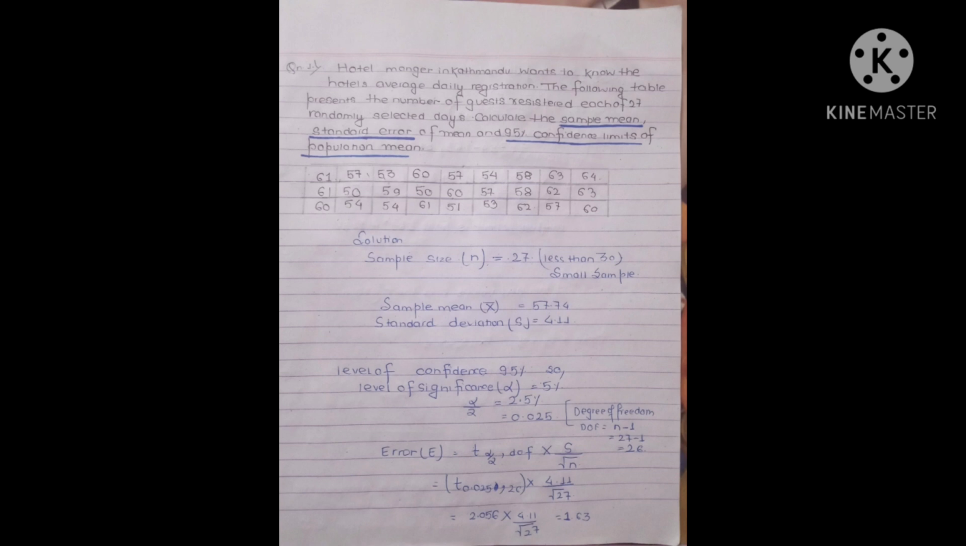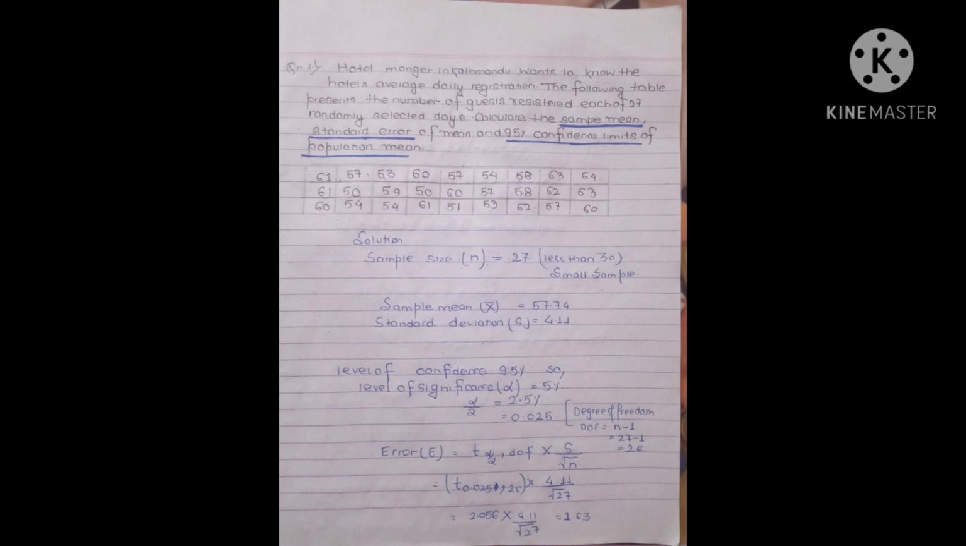Your level of confidence is given as 95%, so the level of significance alpha becomes 5% and alpha by 2 becomes 2.5%, that means 0.025. To find the standard error of mean, the formula is t alpha by 2 comma degree of freedom into standard deviation by root under sample size. To find the degree of freedom, the formula is sample size n minus 1, that is 27 minus 1, and the degree of freedom becomes 26.